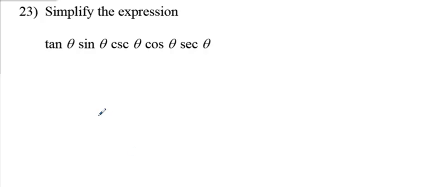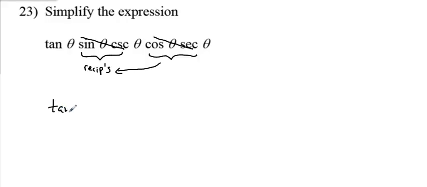So let's look here to see if we have any reciprocals. And the first one we see is sine and cosecant. So these two are reciprocals. If that's the case and we're multiplying them, we know that we can cross this out because it becomes 1. Secondly, we have cosine and secant. So we can go ahead and cross those two out. And all we're left with is the tangent of theta, and that's it.